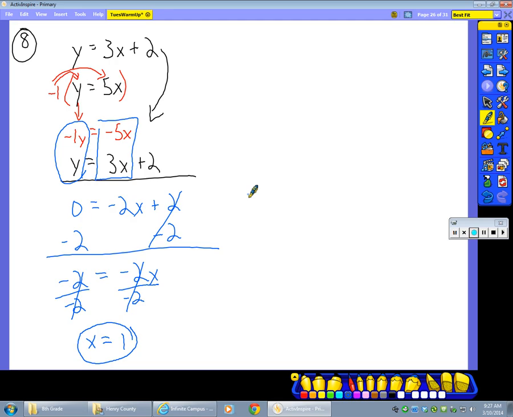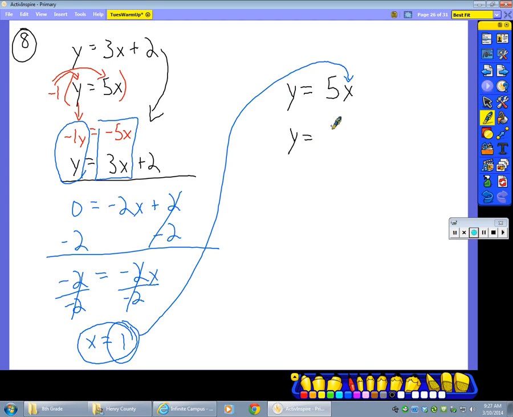Alright, so let's see. What's next, Jonah? Yes, say it one more time. For where? Okay, cool. So I'm going to take 1 and plug that in for x into one of my original equations. And whenever I do that, I find out that y equals 5 times 1.